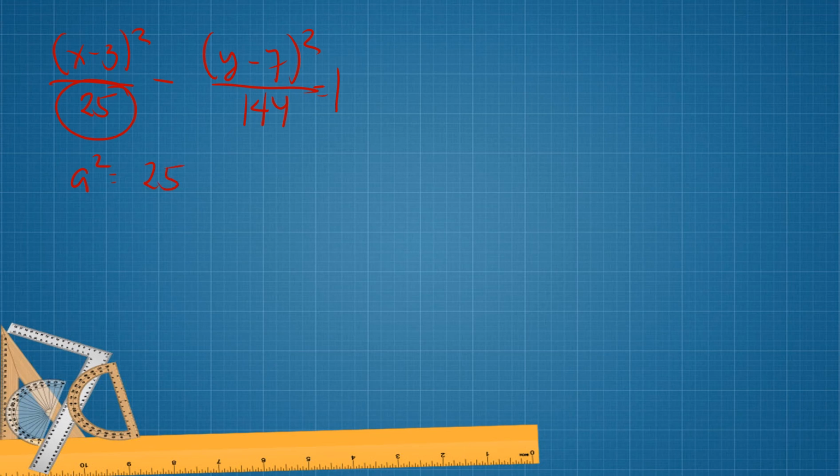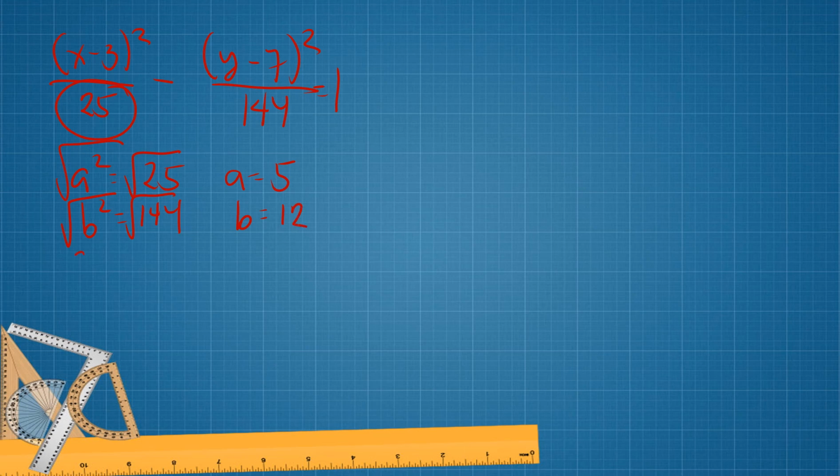Why is it 25? Unlike in ellipse, tinitingnan natin kung ano yung pinakamalaking value ng denominator to find a squared. However, in hyperbola, kung ano yung naunang denominator that represents a squared at yung pangalawang denominator that represents b squared. So b squared is equal to 144. We need to get the square root of both sides to get the value of a, and a is equal to 5. Likewise, to get the value of b, we need to get the square root of both sides. So therefore, b is equal to 12.